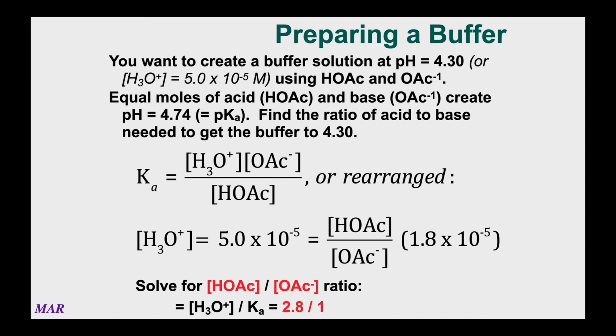And 2.8 to 1 is the amount of acid you need relative to the amount of base to make the pH go to 4.30. So if you have 2.8 moles of acetic acid for every 1 mole of acetate, you're going to end up with a pH which is close to 4.30. You could have also done this with the Henderson-Hasselbalch equation, pH equals pKa plus log base over acid. You would have solved for the base over acid ratio, and you should come up with 2.8 that way as well.